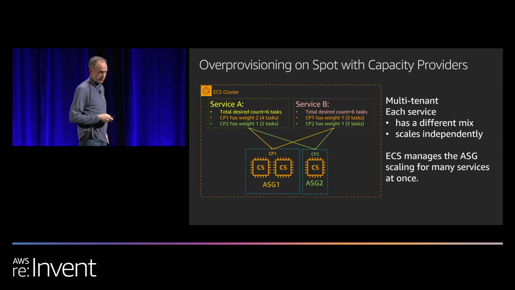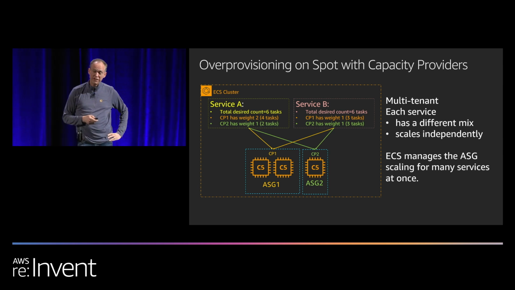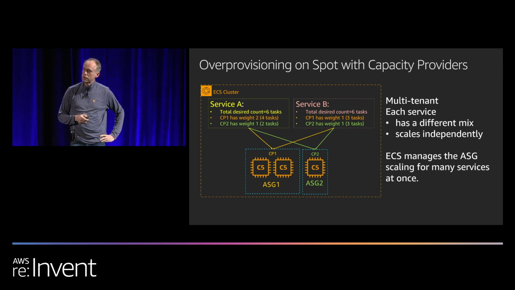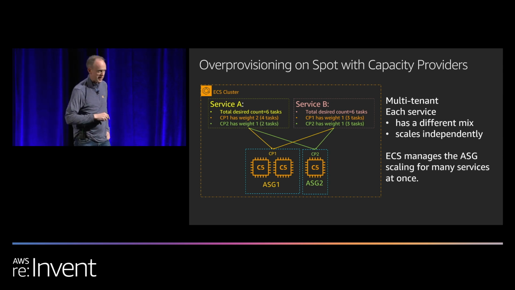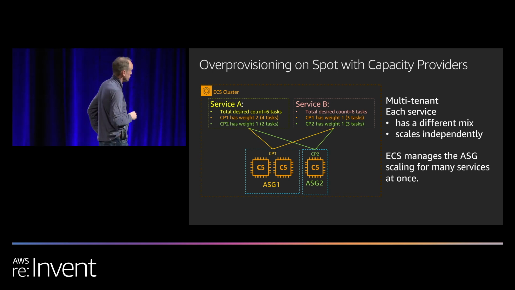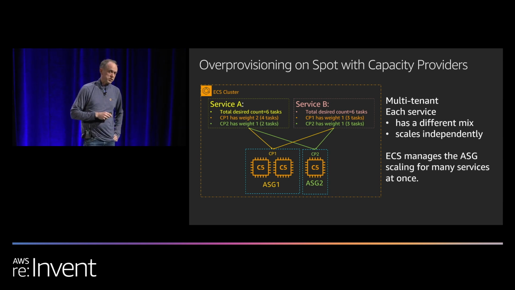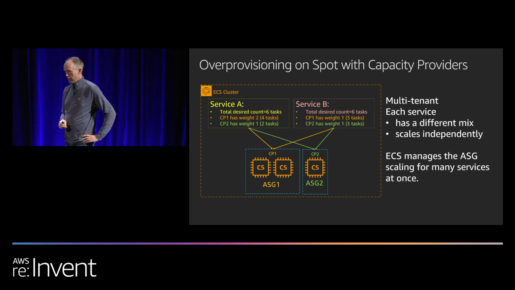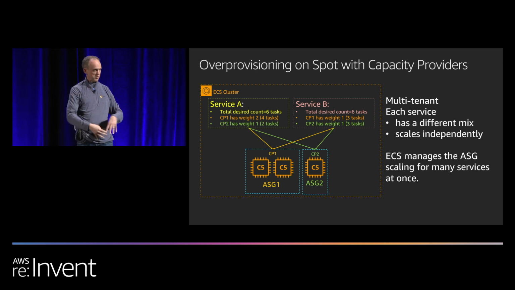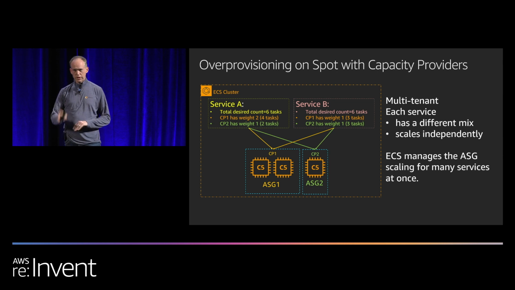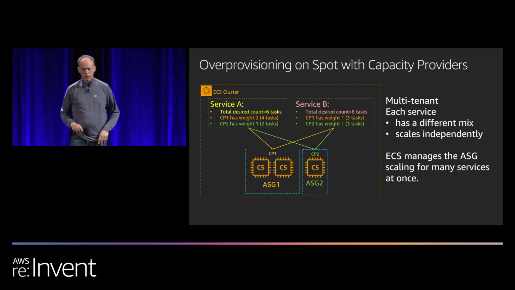Didn't put it on the slide, but Fargate and Fargate Spot are also capacity providers in ECS. You don't have to create them. You can just use them, and you can do the exact same thing here. So on the slide where it says ASG1 and ASG2, you could replace ASG1 with Fargate and ASG2 with Fargate Spot, and otherwise it works exactly the same. You can have multiple services in the same cluster with different weights using Fargate and Fargate Spot, and it just works. I will take questions at the end.